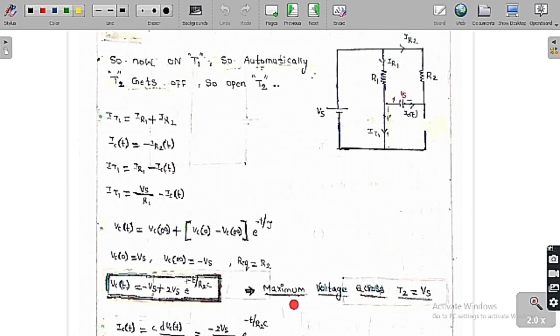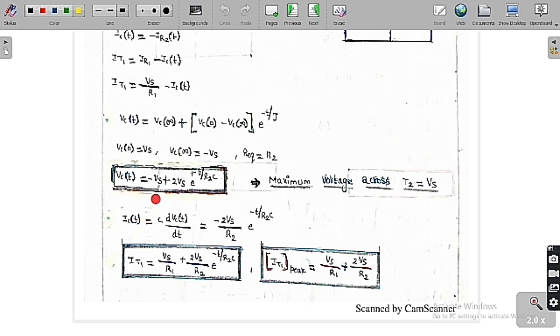Now I want to find the maximum voltage across the thyristor T2. The maximum voltage across the thyristor T2 means the maximum reverse voltage applied across the thyristor T2, which is equal to the supply voltage itself. If you substitute t is equal to 0, we are going to get 2 Vs minus Vs, which is Vs. So Vs is the maximum amount of reverse voltage kept across the thyristor T2. As time goes on, its value goes on decreasing. I know the value of the capacitor voltage.